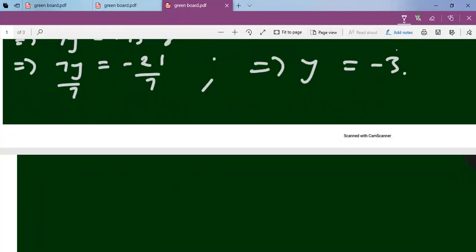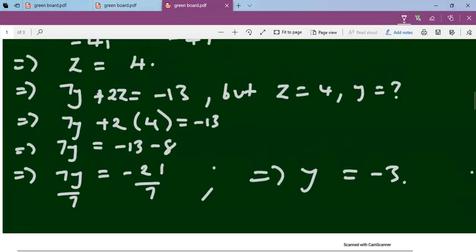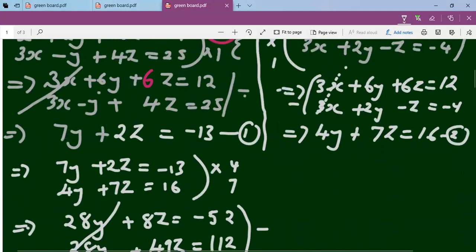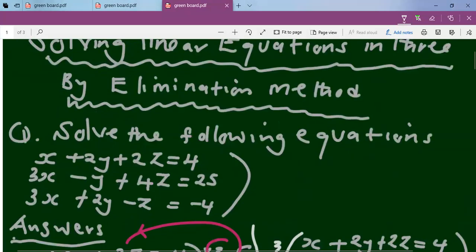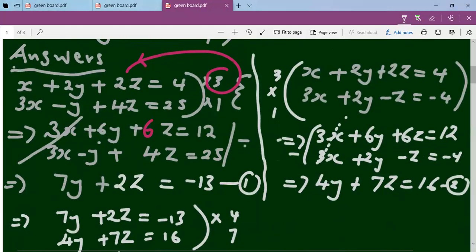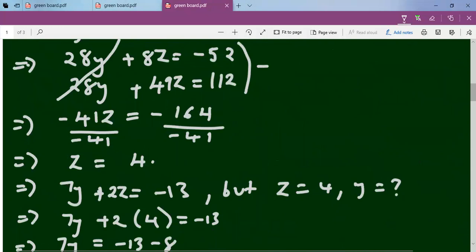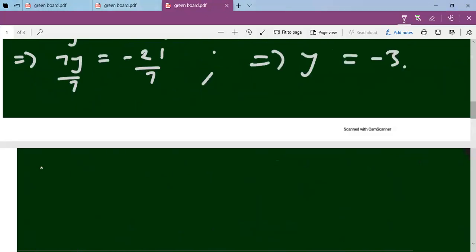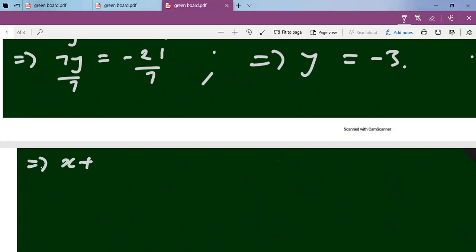Okay. So to find x, we can use any of the 3 original equations. All right, any of the 3 original equations. Let me take you back. Any of these 3. Maybe we can use the first one. Okay, so the first one is x plus 2y plus 2z.